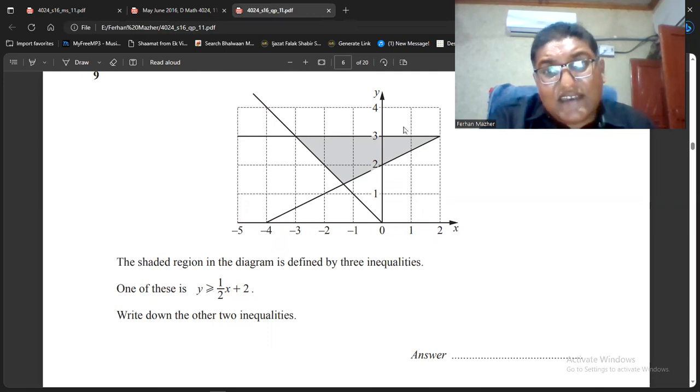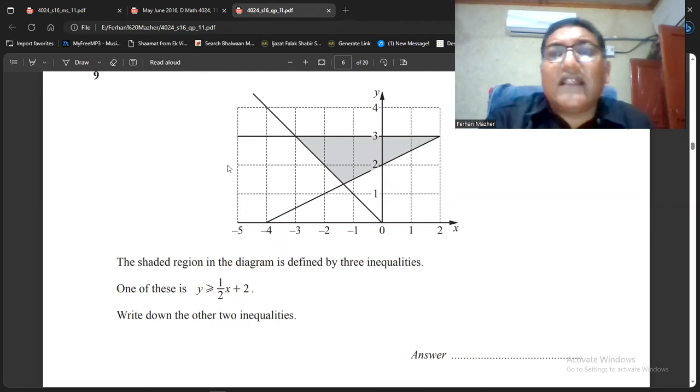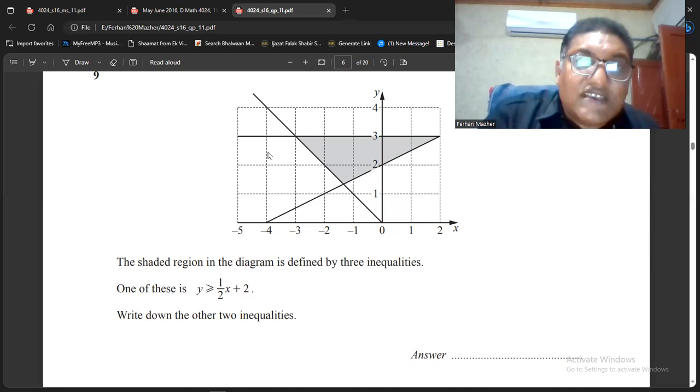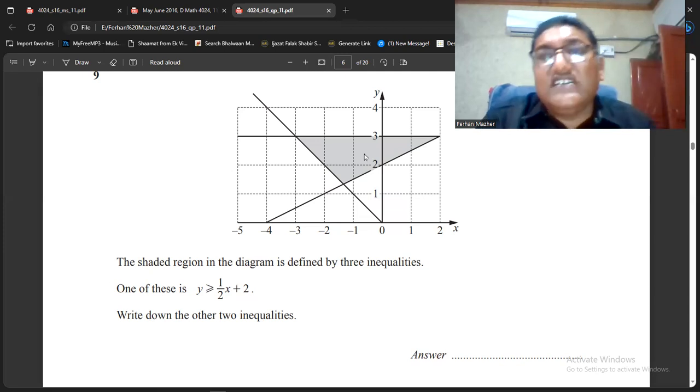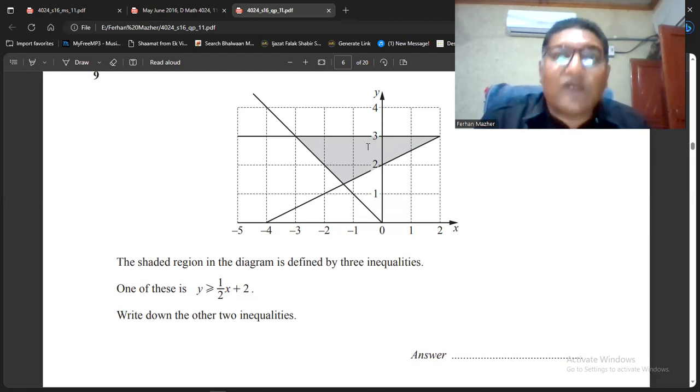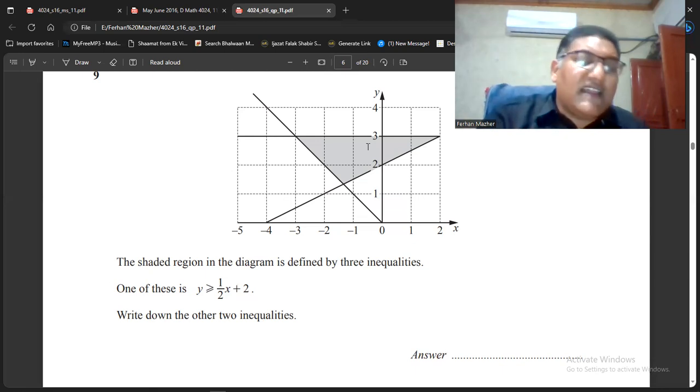One of them is a horizontal line, and you know the equation of a horizontal line is y equals some number. So it is y equals 3. This line is y equals 3 because the shaded area is below this line. So in place of equality, I will put the crocodile sign, and the crocodile's back will be towards the positive y because the area is below this line.